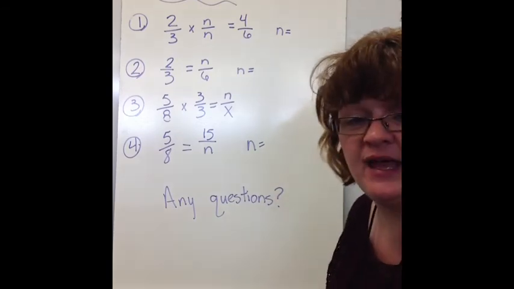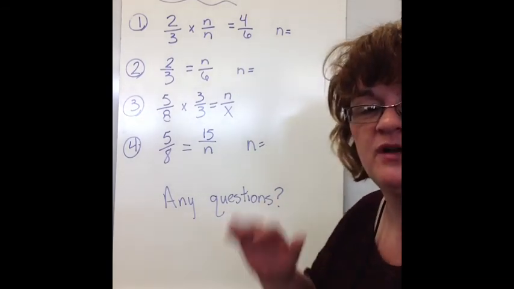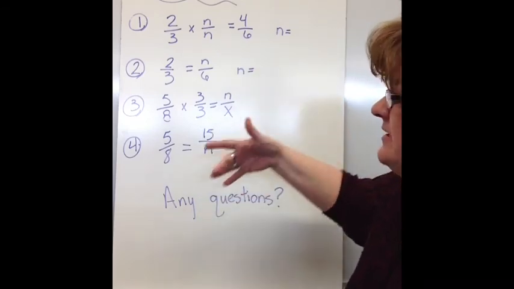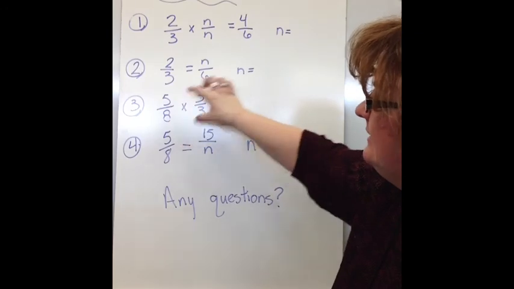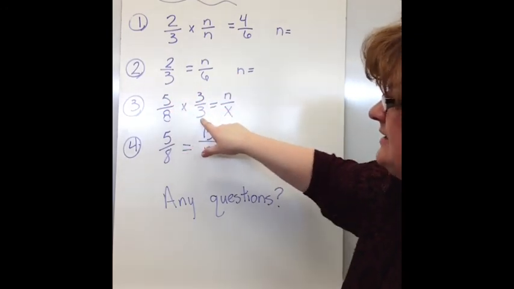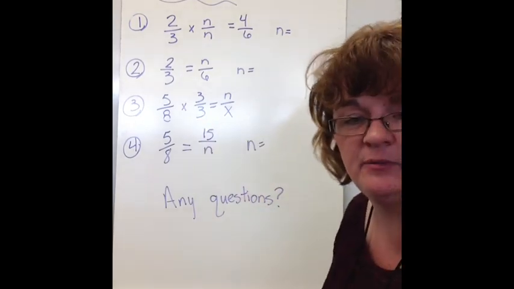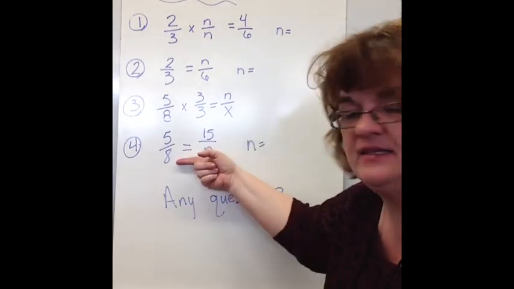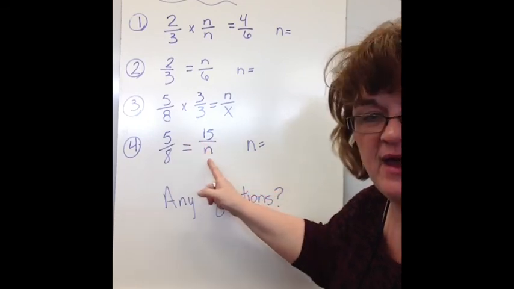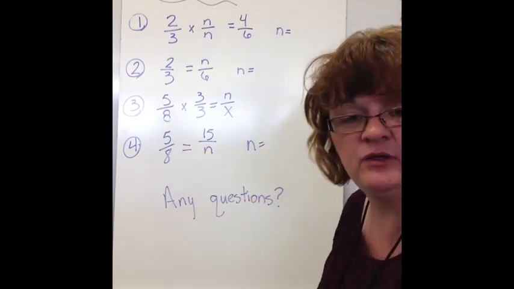Now remember what I said. Whatever you do to the top number, you must also do to the bottom number. So if you take a number and you times it by something else, let's say in this one, if I take the top and I times it by this, I also have to take the bottom and times it by the exact same number. Remember that when you get into these. Whatever you do to the top, you must also do to the bottom. So go ahead and see if you can solve those.